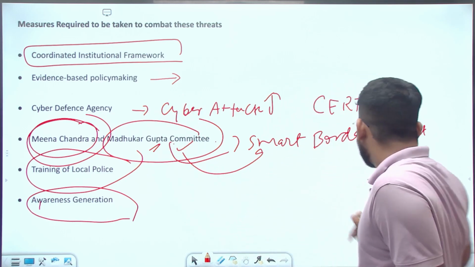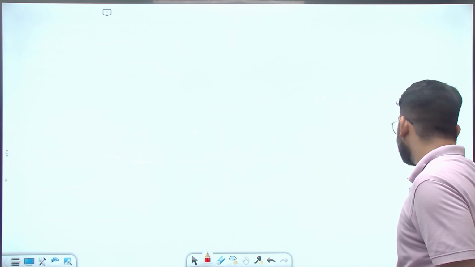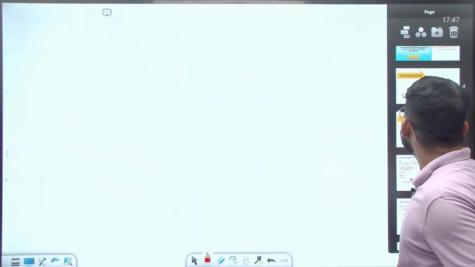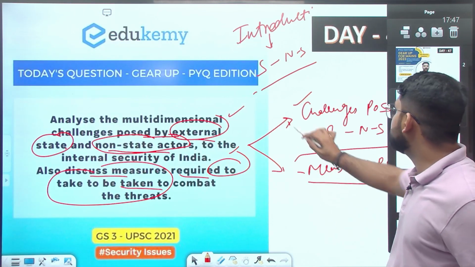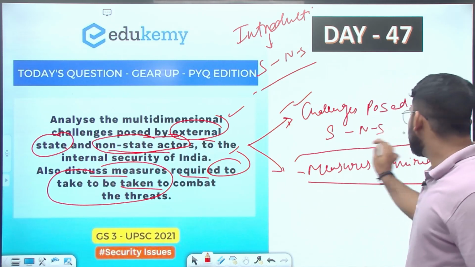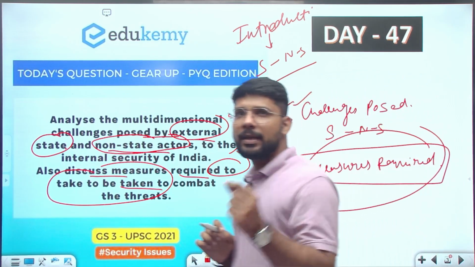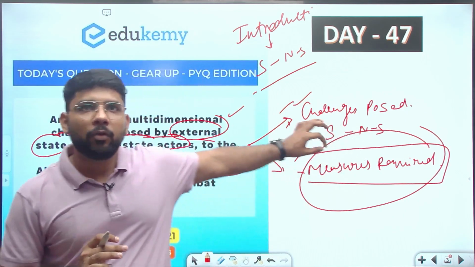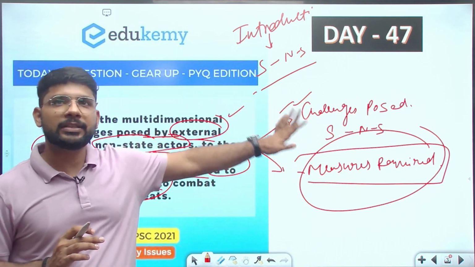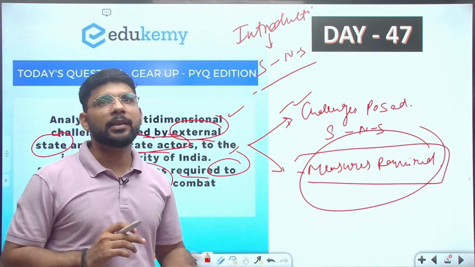Okay, so these were the question's demands. The first demand of the question was the challenges, and the second demand was the measures required. What are the challenges specifically for the non-state actors and the state actors, and what measures can the government take?